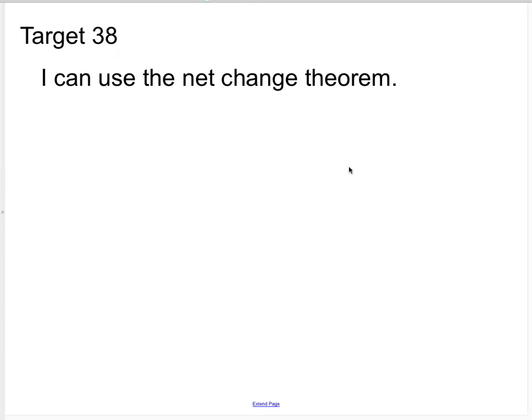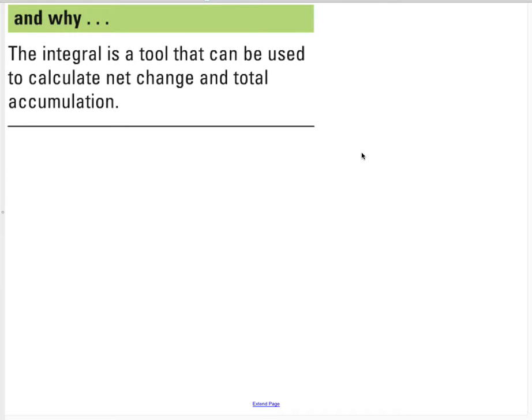Target 38, I can use the net change theorem. This theorem is not a difficult one. If you can manage the setup, you should be all right. Why? The integral is a tool that can be used to calculate net change and total accumulation. That's a lot of mumbo jumbo. Basically, the integral calculates change. It is all the rectangles added up, and you can calculate the change in the rectangles up to a certain point, and the accumulated change.